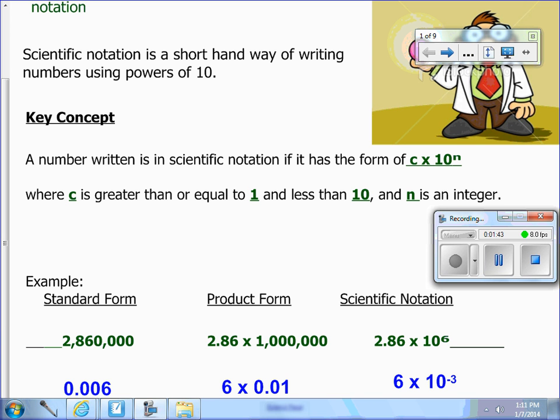In the next example, in blue, it is 600 thousandths. It is a small number, so notice the difference in the power. It is a negative power. The powers indicate how many places or place values you're going to move the decimal.